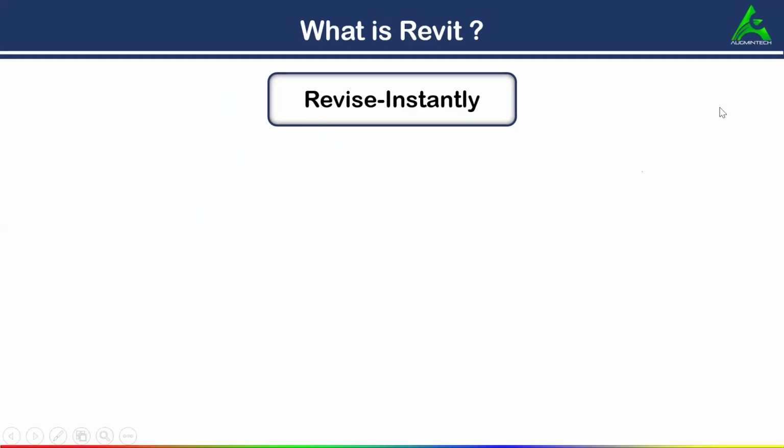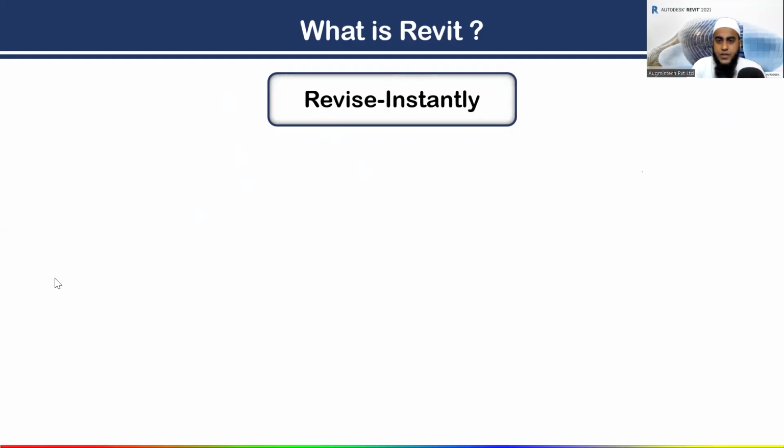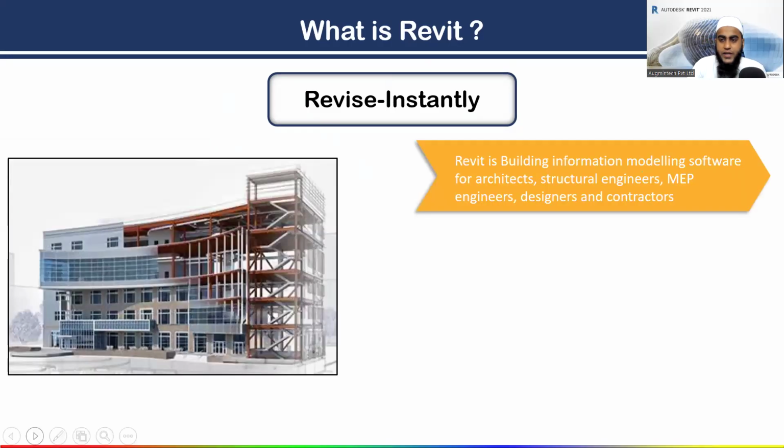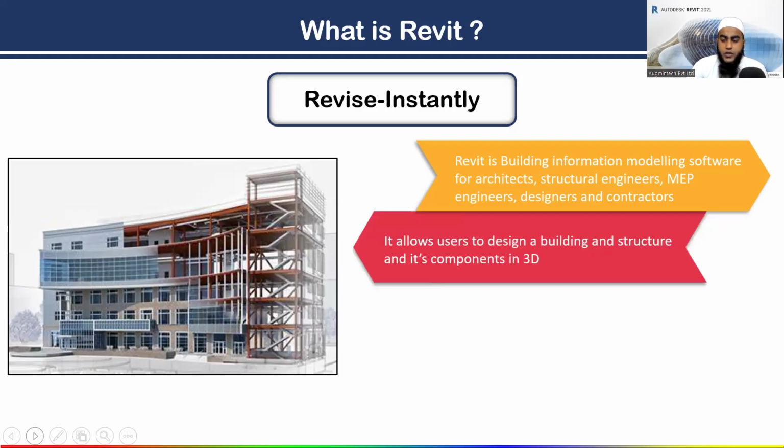What is the main use of Revit software? Can anyone tell me? Revit is building information modeling software used by architects to create a 3D model or structure architecture. Structural engineers also use this software to create a structural model. In the same way, MEP engineers use Revit to create HVAC models, firefighting, plumbing and electrical services by creating a 3D model of each service. Designers and contractors also use it. This software allows users to design a building and a structure and its components in 3D.